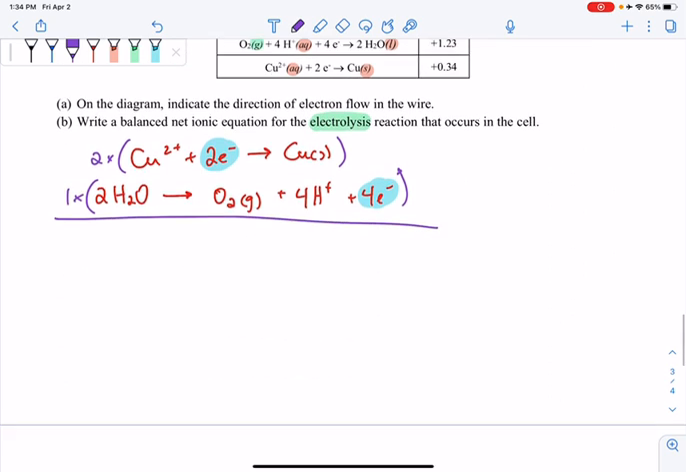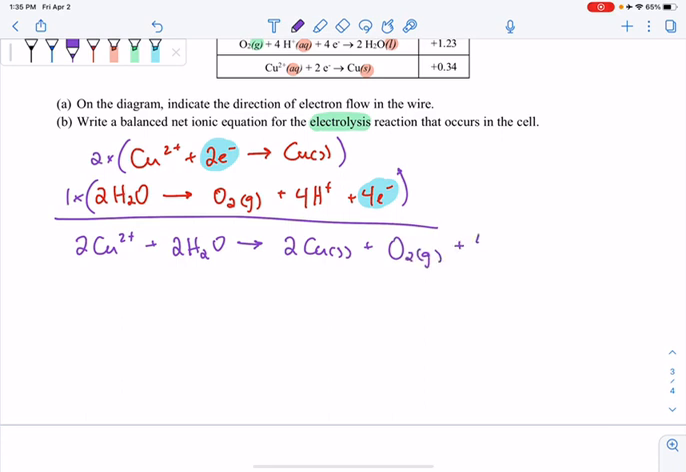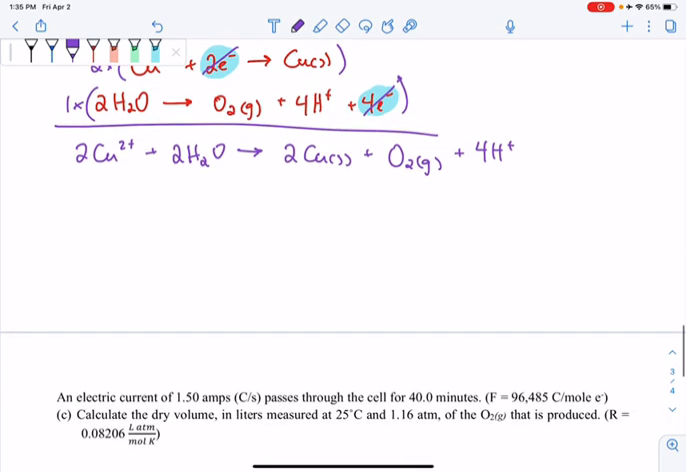Anyway, if we add this together, we get 2 copper cations plus 2 waters yields 2 copper solid plus molecular oxygen and 4 protons, right? The electrons cancel out. So this is our full balanced net ionic equation.